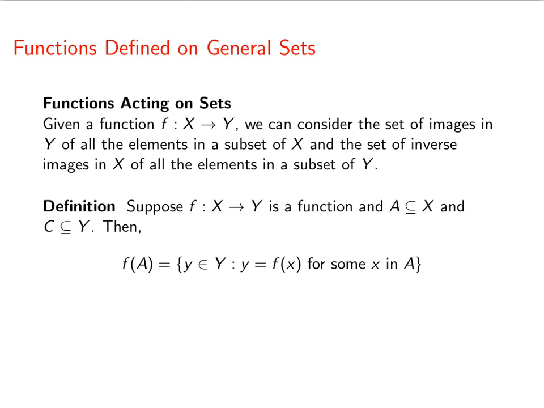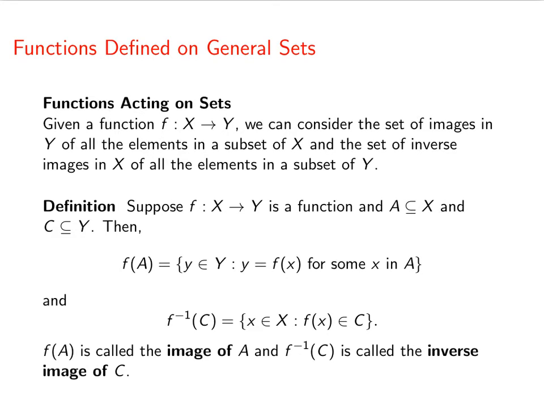Let's make a definition. Suppose that f mapping from X to Y is a function. We'll suppose A is a subset of X and C is a subset of Y. Then f of A, that's f acting on a subset of X, is the set of all little y's in the codomain such that little y is equal to f of x for some x in A. And we can say that f inverse of C is equal to the set of all x in the domain such that f of x is an element of C.